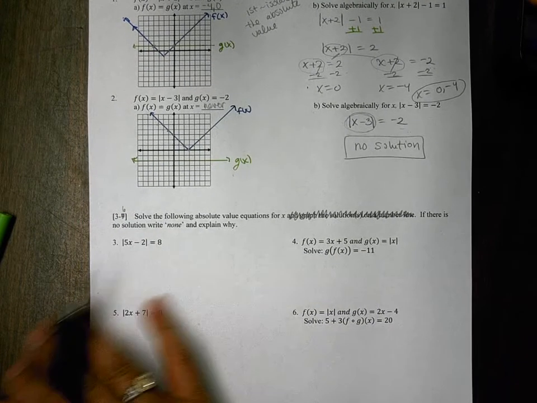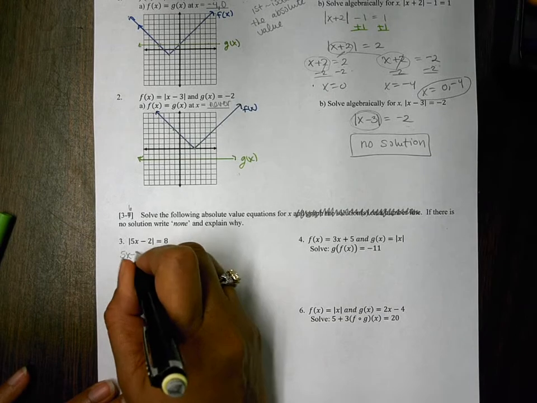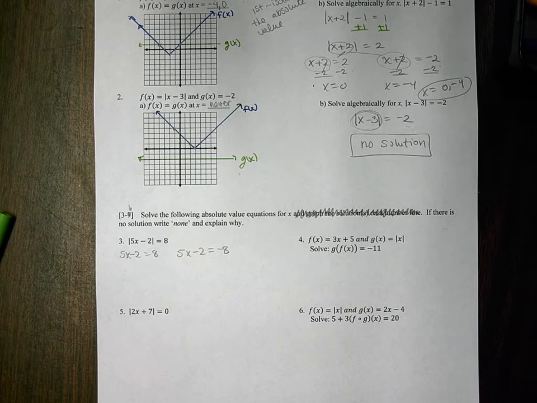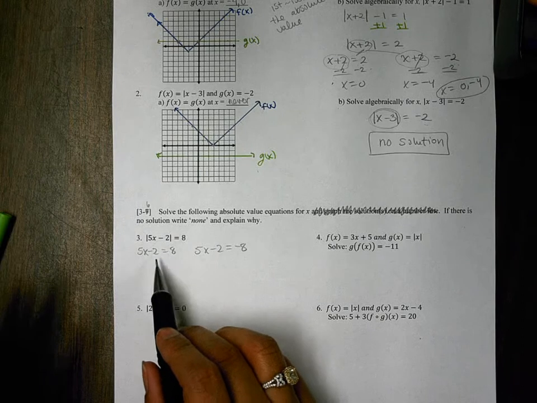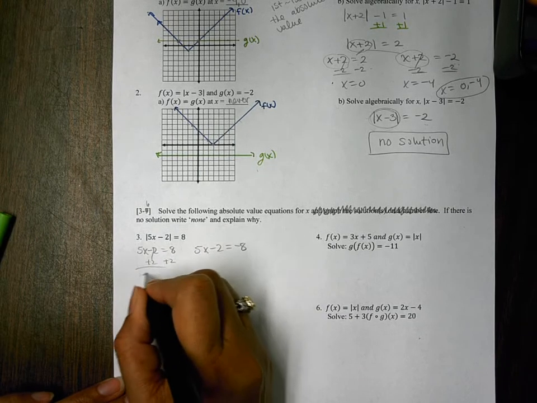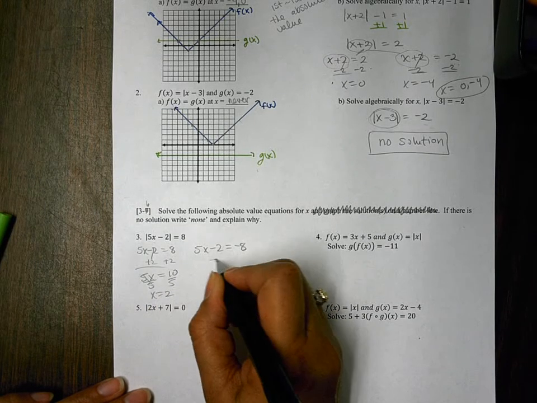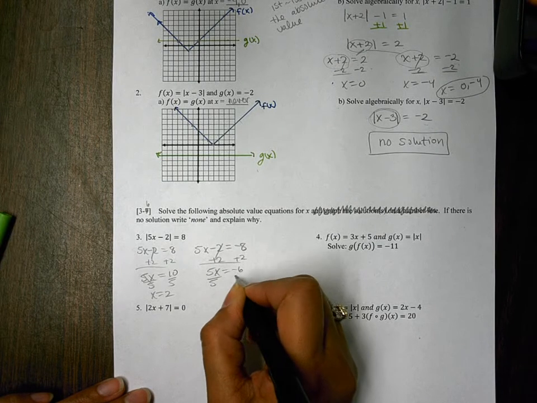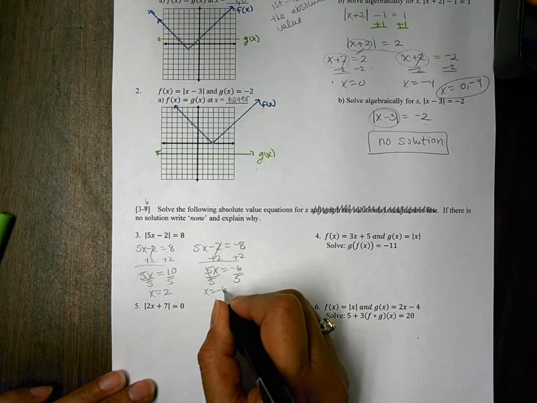Okay, solve. This is just basic solving like we did up here. 5x minus 2 equals 8, and 5x minus 2 equals -8, because it could equal +8. Absolute value of 8 is 8. Absolute value of -8 is still 8. All right, you're going to add 2 and get 10. 5x equals 10. Divide by 5 and get 2. You're going to add 2 and get -6. Divide by 5 and get -6/5. And those are your two solutions.